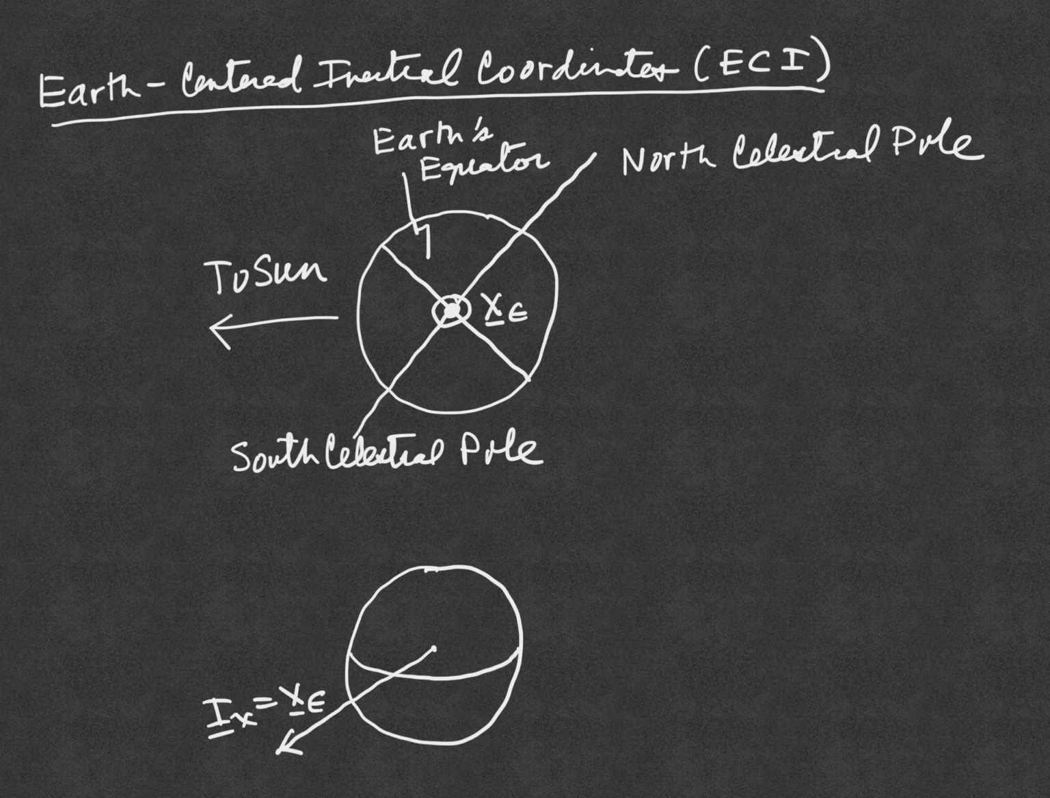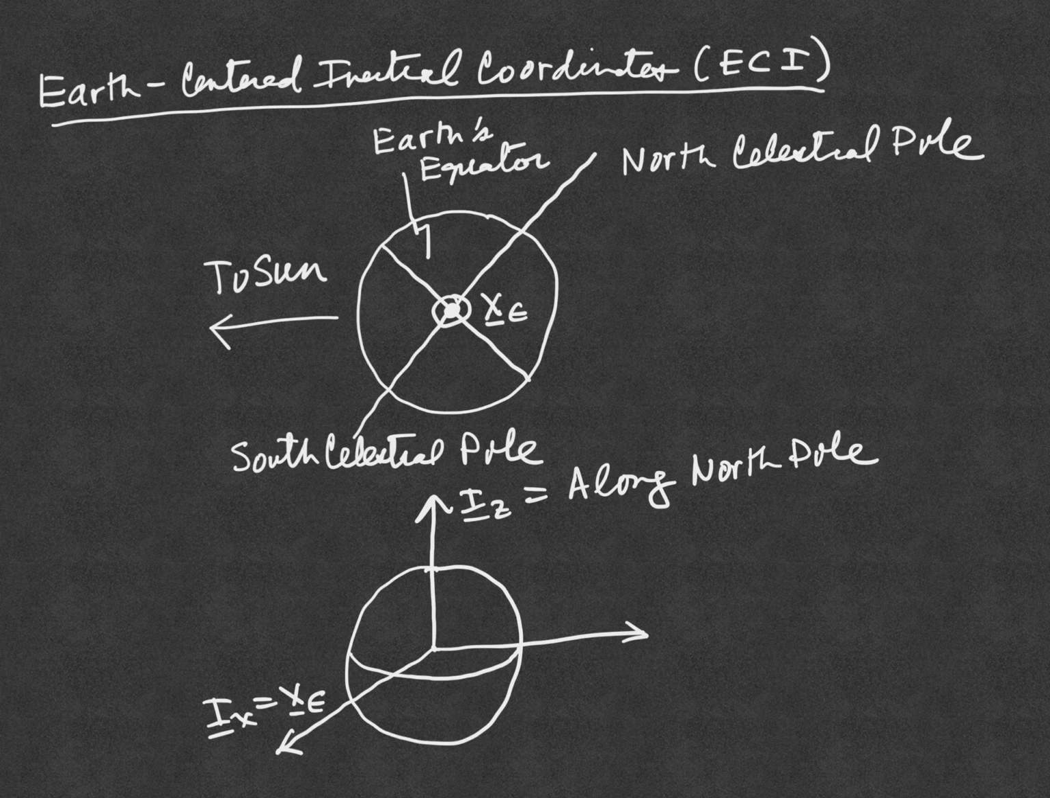Now, this direction is the North Pole, which I'm going to call Iz. So this is along the North Pole of the Earth, of course. And then this direction Iy completes the right-handed system. So Iy is equal to Iz crossed with Ix.